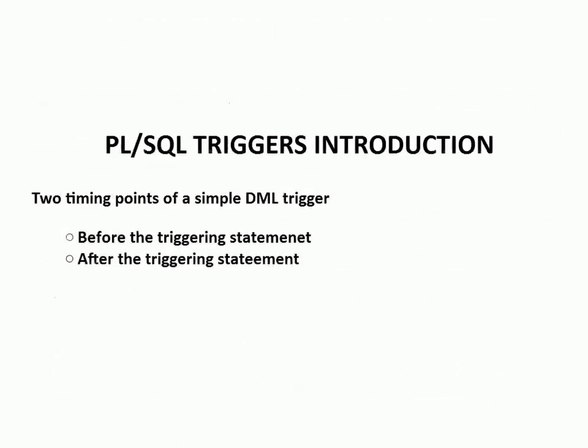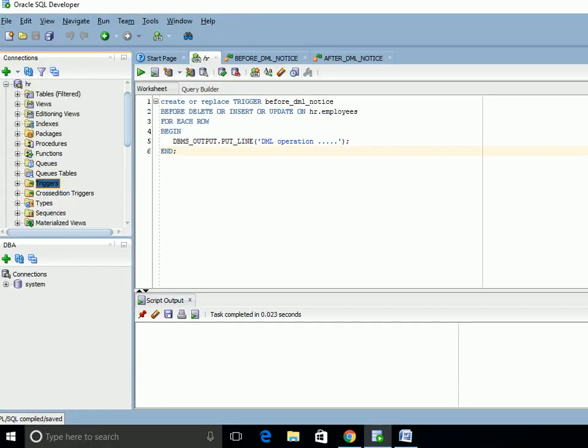A simple DML trigger has two timing points. One is before triggering statement, and the second one is after triggering statement. Simple DML triggers or before and after DML triggers can be fired on tables and updatable views.